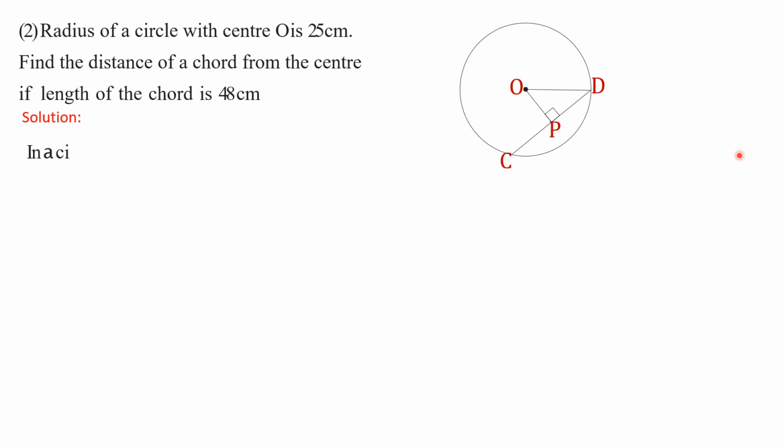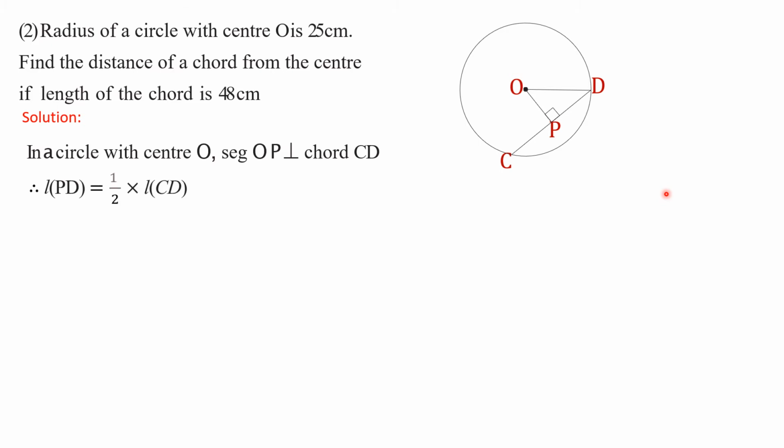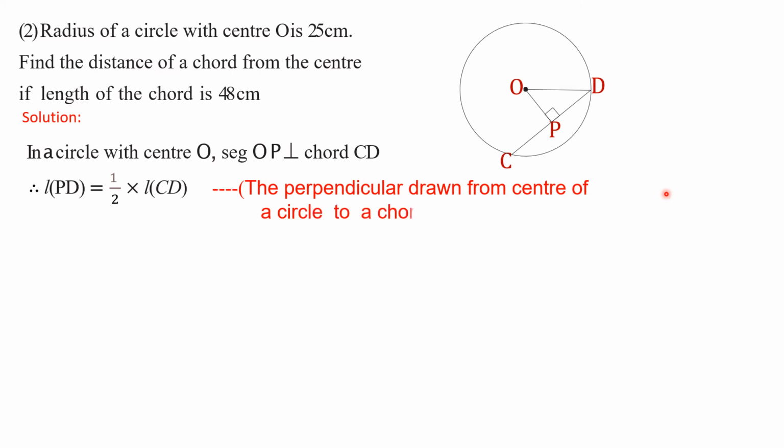Solution. In a circle with center O, segment OP is perpendicular to chord CD. Therefore, length PD is equal to half into length CD. Write down the reason. The perpendicular drawn from the center of a circle to a chord bisects the chord.